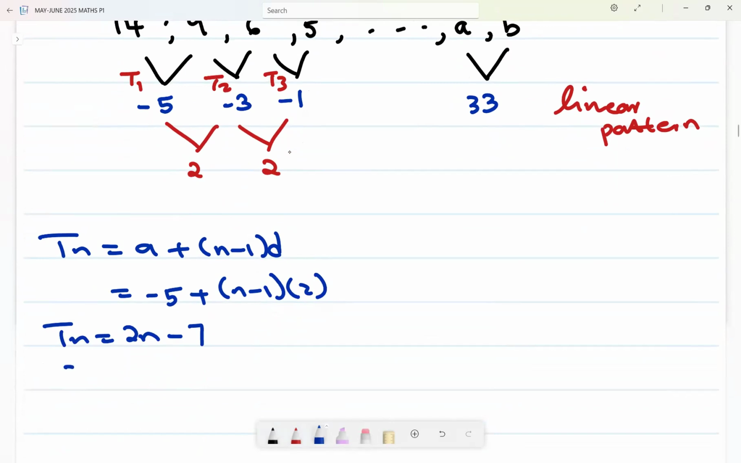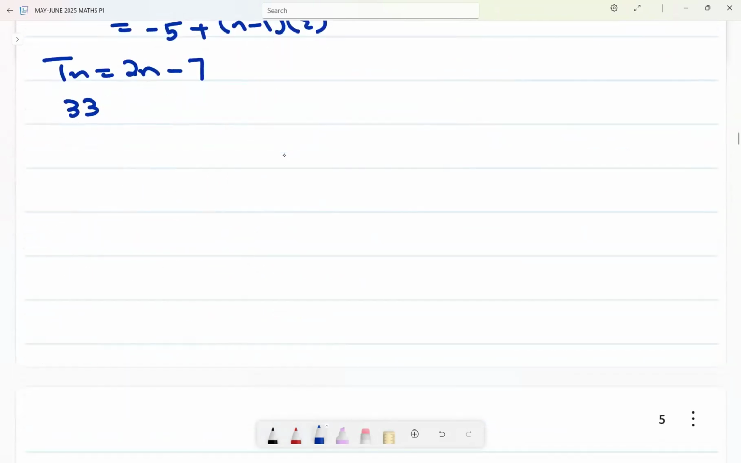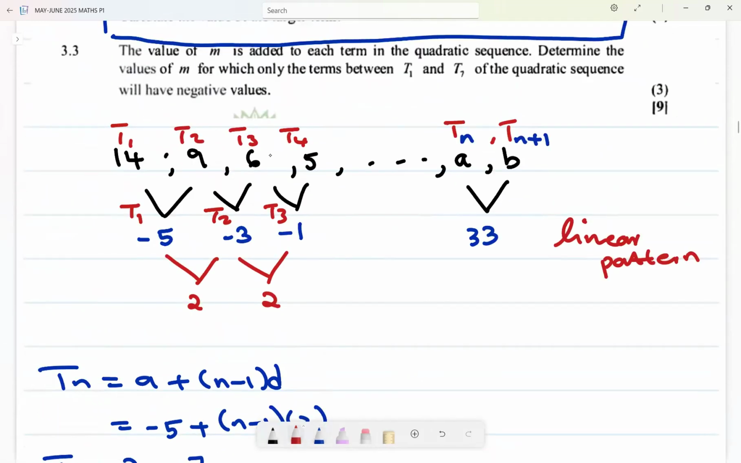So I say, okay, let me check in which position 33 is. 2n minus 7, and when I work it out, it is going to be 40. 40 is equal to 2n, and then n is going to be equal to 20. So if this one is term number 20, which two terms form it? Do you agree it is term number 20 and term number 21? So T21 minus T20 is going to give T20.